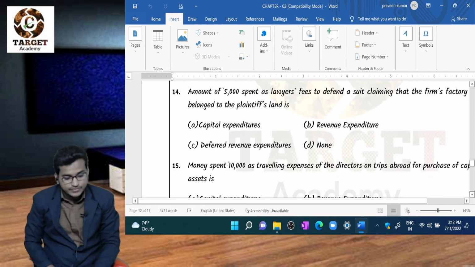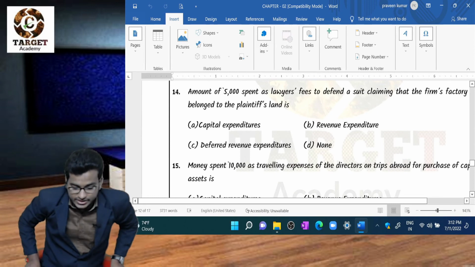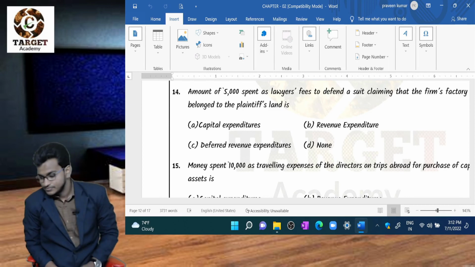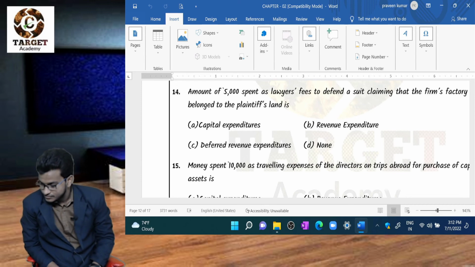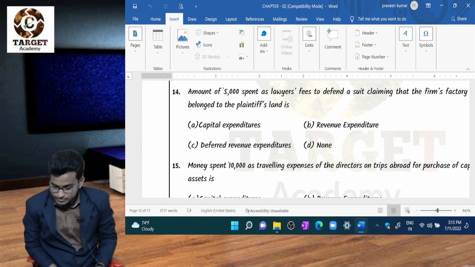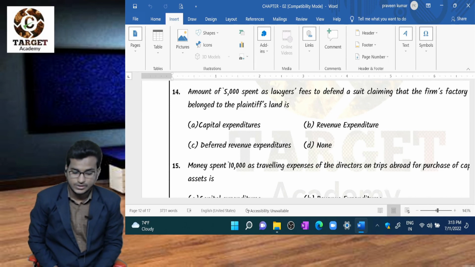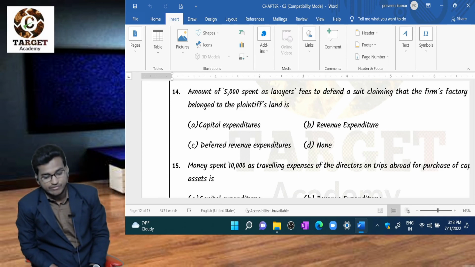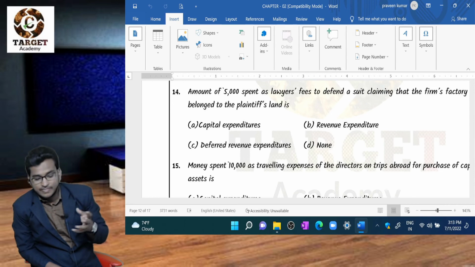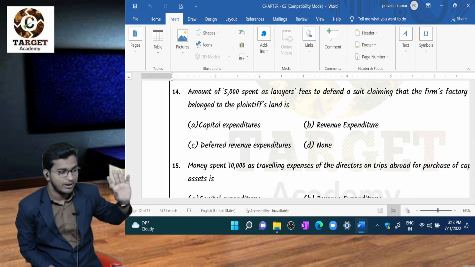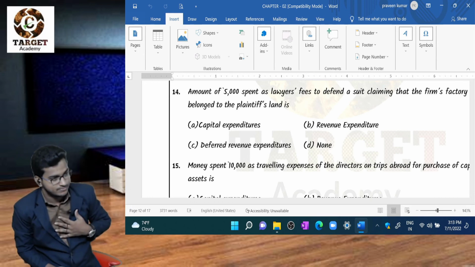Fourteenth one, this is an exam question for CMA Inter foundation level. Amount 5,000 rupees spent as a lawyer fee to defend a suit claiming that the firm's factory belongs to the plaintiff's land. So we are paying 5,000 rupees to the lawyers for a particular case. That is revenue in nature because that is not creating any asset for me. Okay.